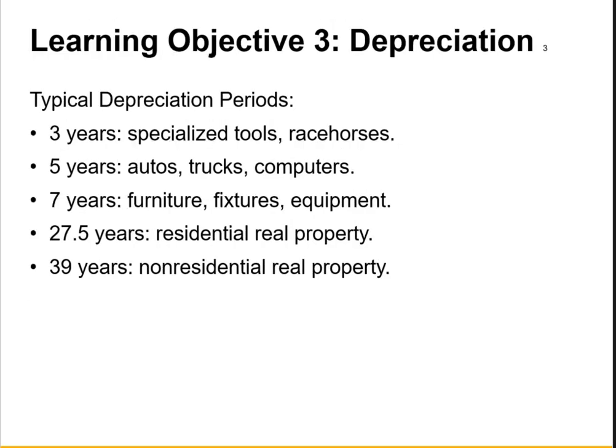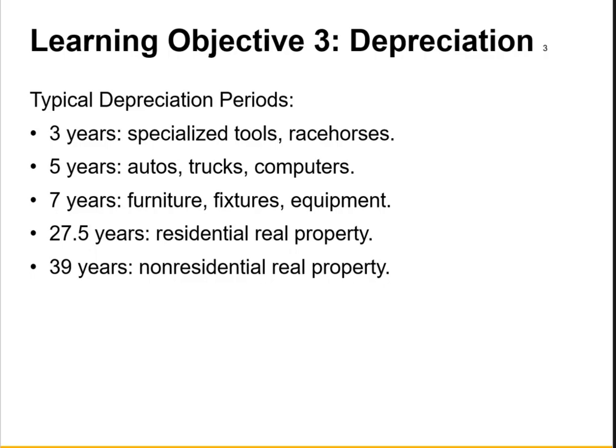All right, these are the depreciation periods. Remember, I told you there's not a lot of choices in this. You can't just pick a number that you think the asset is going to last. 3 years: specialized tools, racehorses. 5-year property: cars, trucks, computers. 7 years for furniture, fixtures, equipment. Most everything falls in the 7-year category.